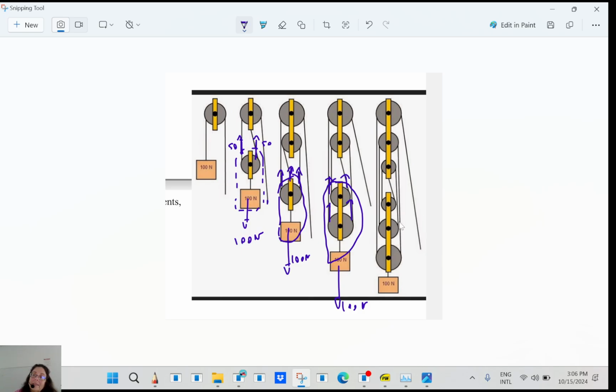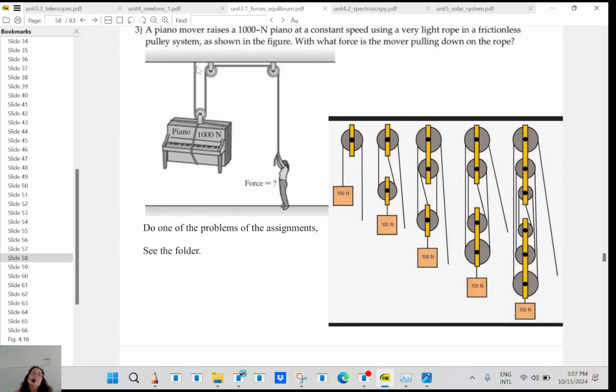And here, how many strings do you have? 6. So the force will be divided by 6. Okay? So, a typical question. Coming back to the question, what is the system? The system is the piano. The piano has 1000 Newton down and is being pulled, or touched, if you want, by 2 strings only. We don't care about the other things. Each string is going to have 500, and that 500 will be transmitted. So you're going to pull with 500. That's pulleys. Okay, is that clear?